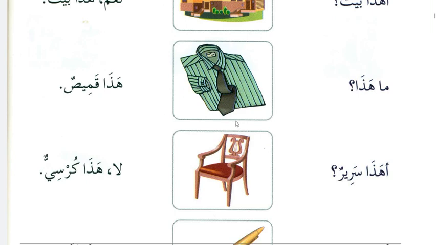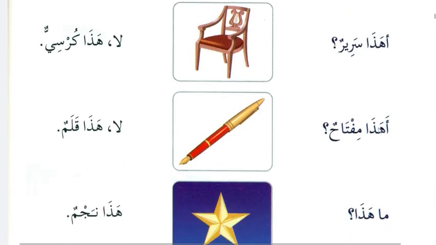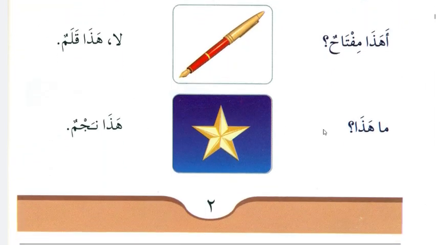Haza qamis, this is a shirt. Ahaza sarir, is this a bed? La, haza kursi, no, this is a chair. Ahaza miftah, is this a key? La, haza kalam, no, this is a pen. Ma haza, what is this? Haza najm, this is a star.